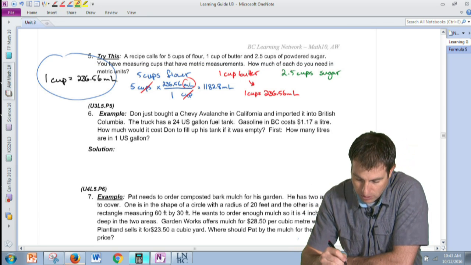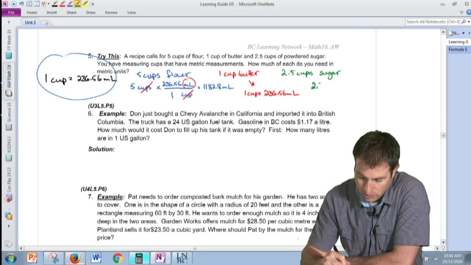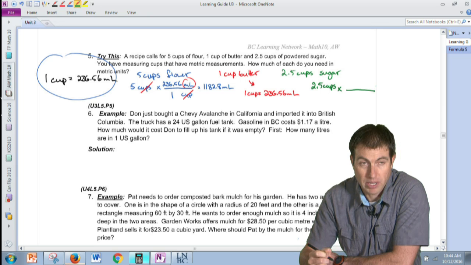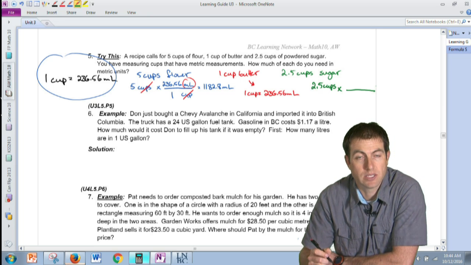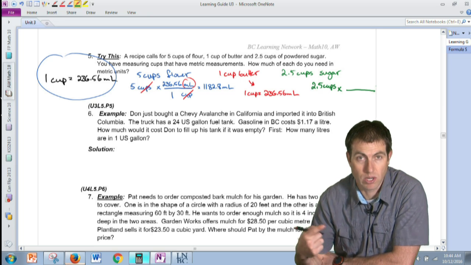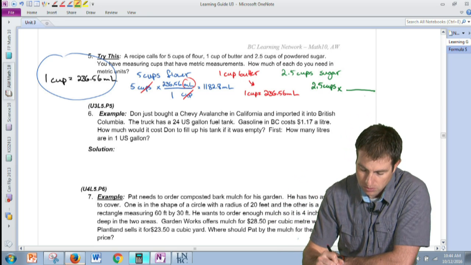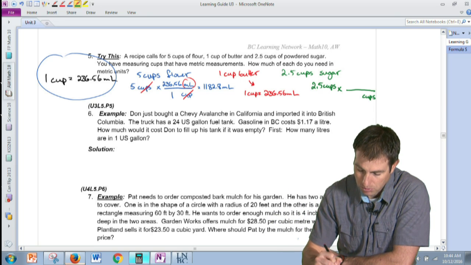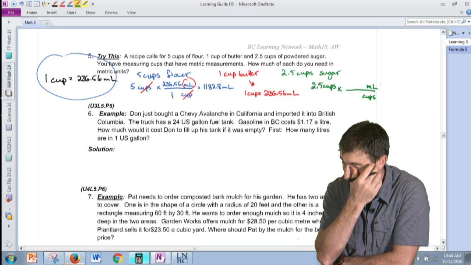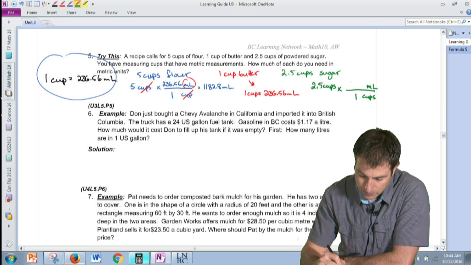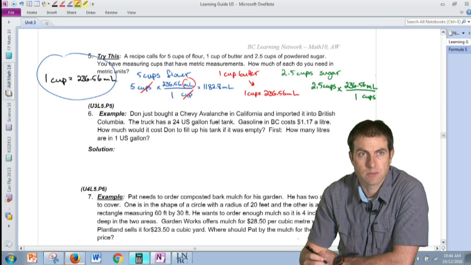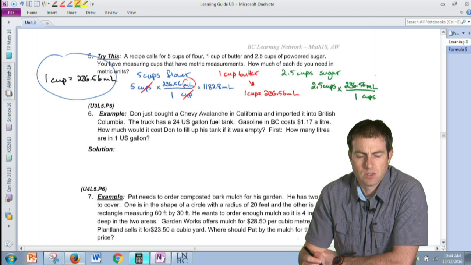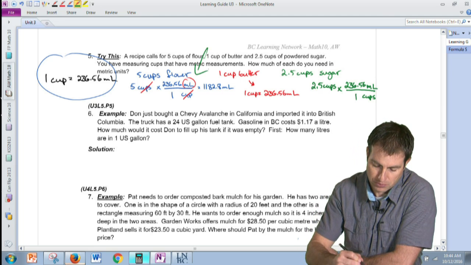And then 2.5 cups of sugar. So I'll start with 2.5 cups. I'm going to multiply it by my conversion factor. My conversion factor takes me from where I am in cups to where I need to go in milliliters. So if I want to get rid of cups, I put it on the bottom, and I have milliliters on the top. And the relationship here is 1 cup is 236.56 milliliters. So exact same calculation as I just did for flour over here.